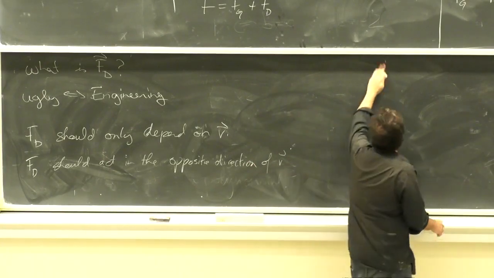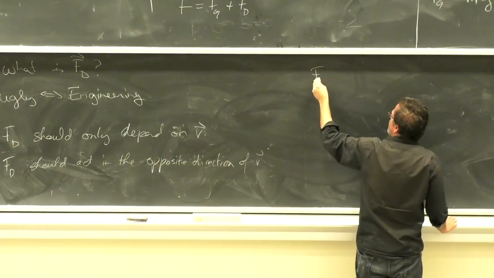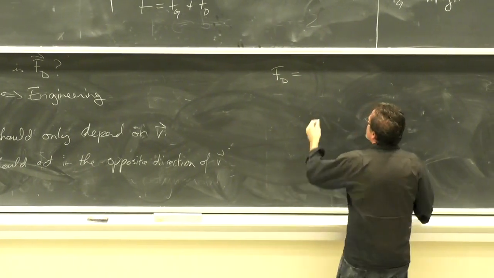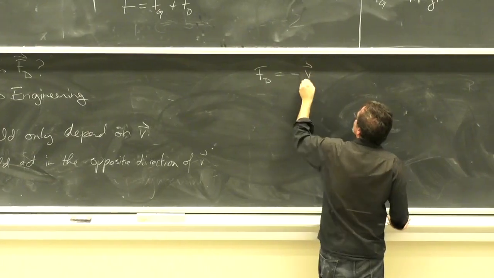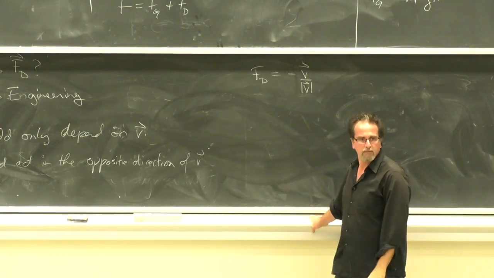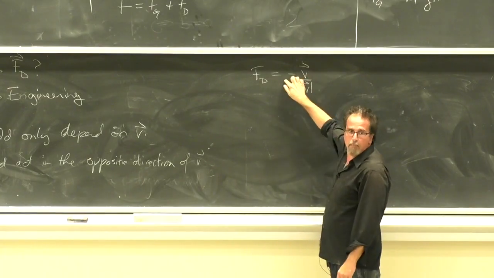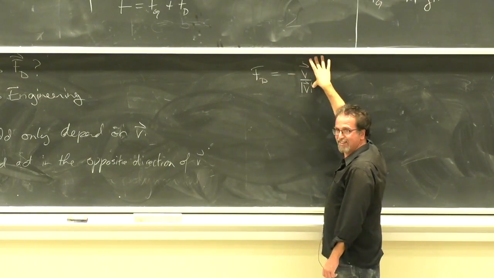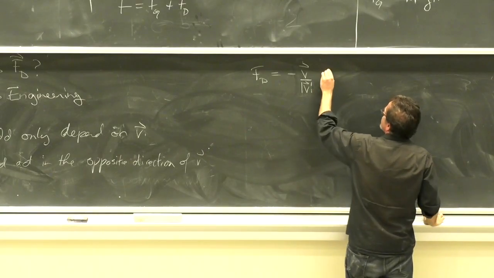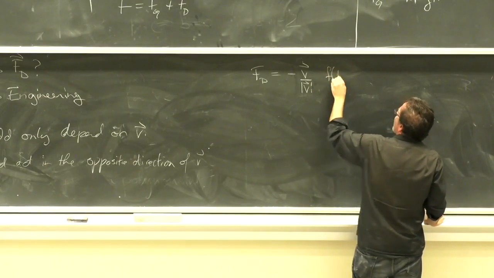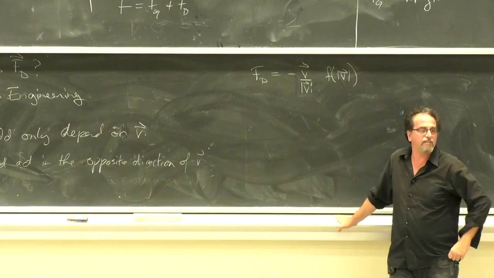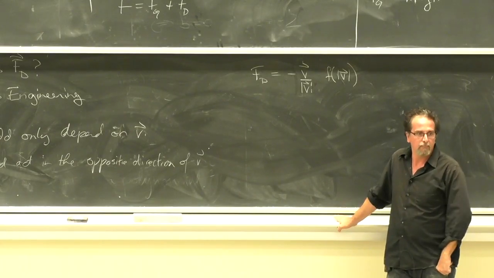So how do we do this? Well, we write FD is equal to, well, let me say negative V vector over magnitude of V. I'm just going to write it that way. Because that's a direction, right? There's opposite direction of v, times some crazy function. And so let me call this little f, which must depend on the size of v. This crazy function depends on the size of v. Make sense?